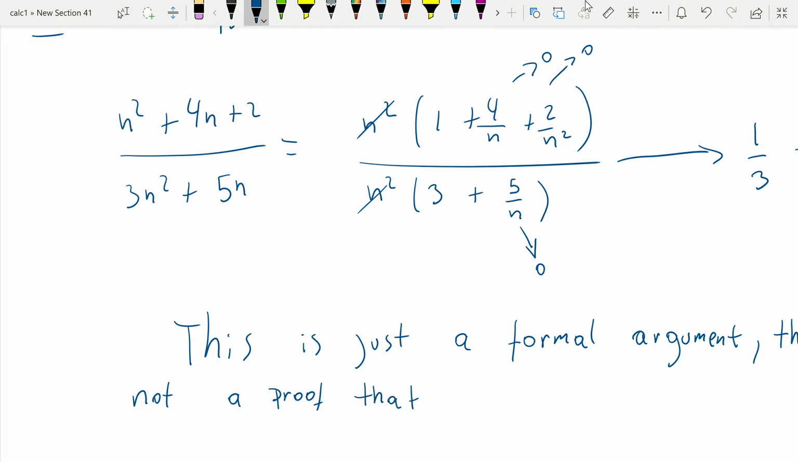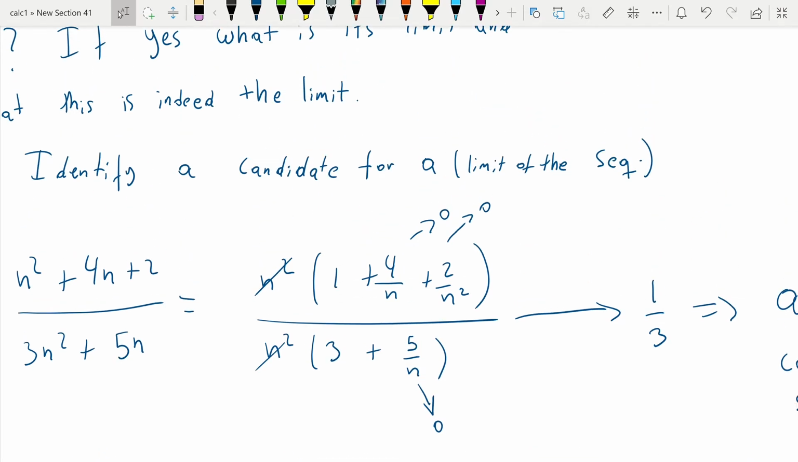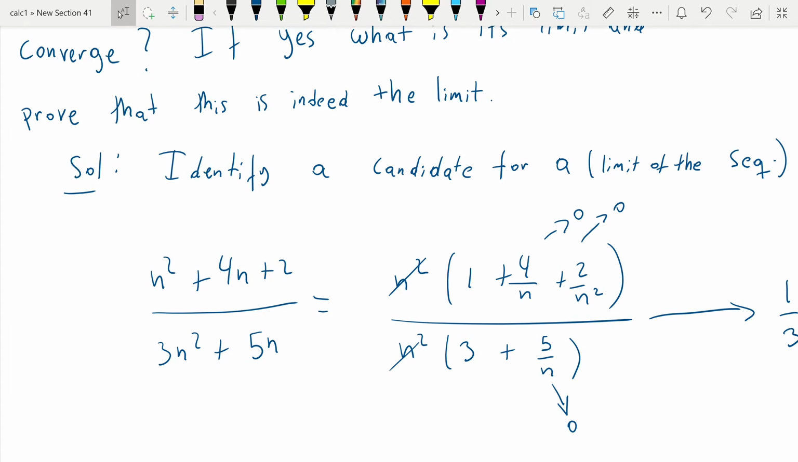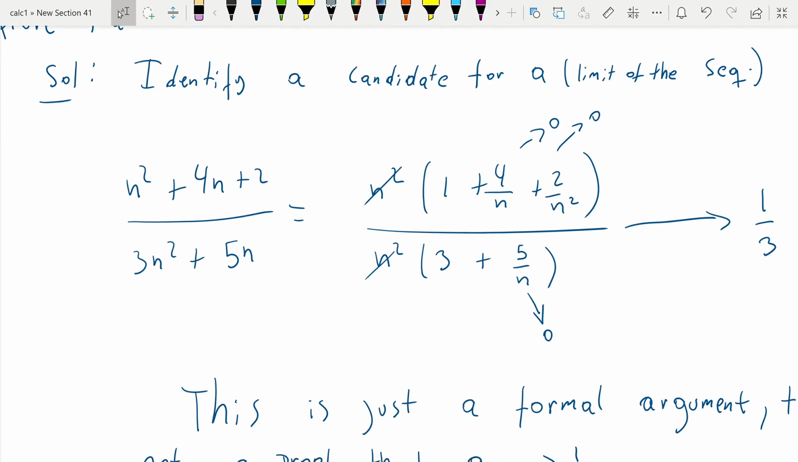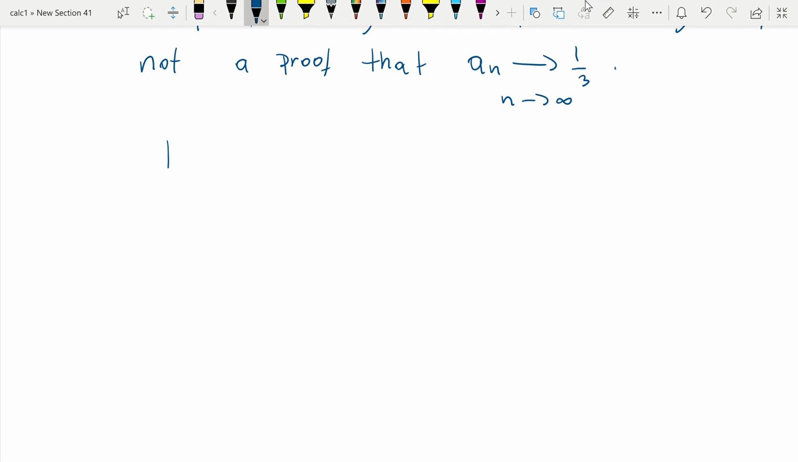that a sub n converges to 1/3 as n goes to infinity. It's not a proof that it converges at all. It's not a proof that it converges to 1/3 specifically, much less that. I mean, that is a specific limit. This is just some back of the envelope computations that you do in order to identify a candidate, which should be your first step. Identify a candidate.